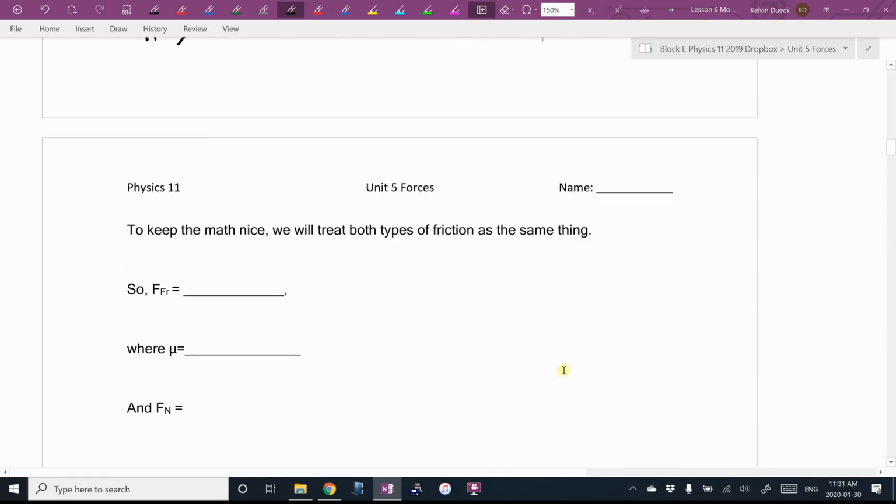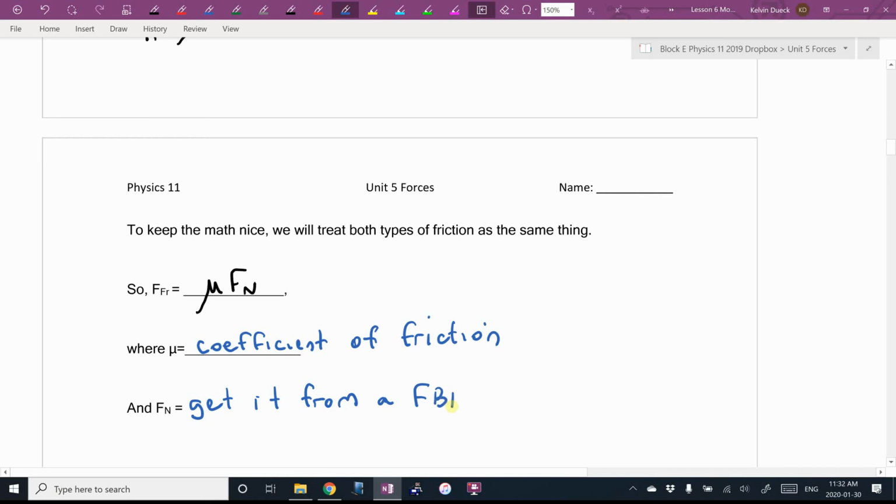Okay, so we're going to finish with this. To keep the math nice, on a quiz or a test, I'm just going to give you one mu. I think there's one question in the homework where I give you a static and a kinetic, but we're just going to treat both types of friction as the same thing. So friction is going to be mu times the normal force, where mu equals the coefficient of friction, and the normal force equals get it from a free body diagram.